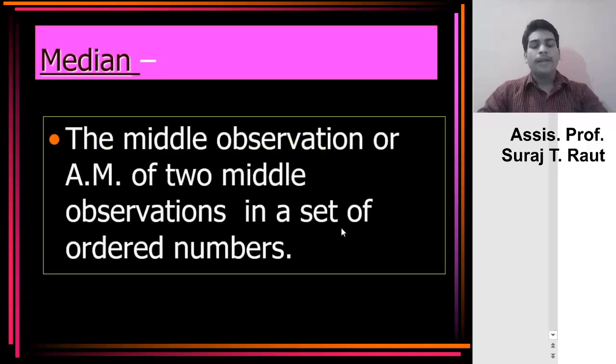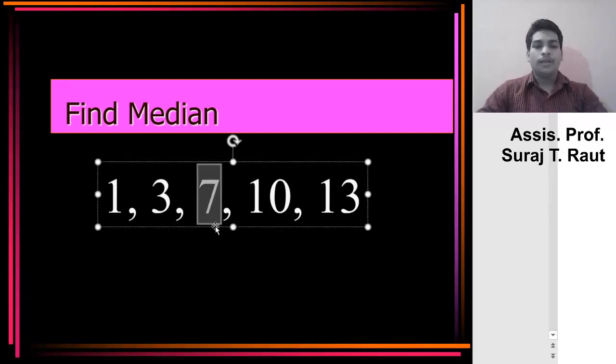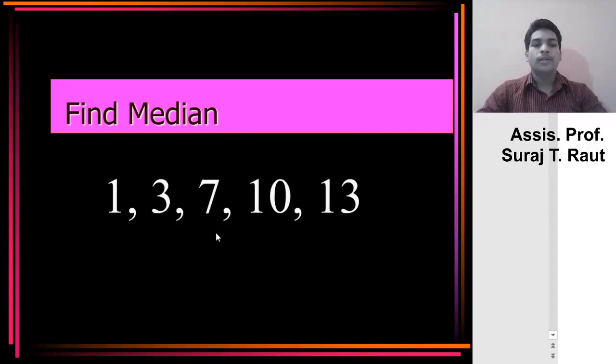Next, median. The middle observation or arithmetic mean of two middle observations in a set of ordered numbers is called median. I repeat, the middle observation or arithmetic mean of two middle observations in a set of ordered numbers is called median. Suppose we are given these numbers: 1, 3, 7, 10 and 13. Here, the middle number of this set of data is 7. Therefore, our median is 7.